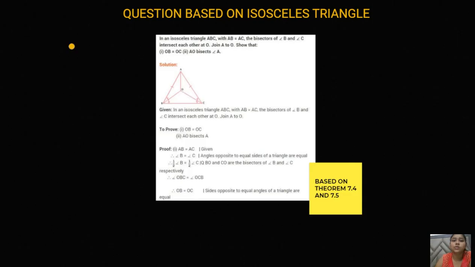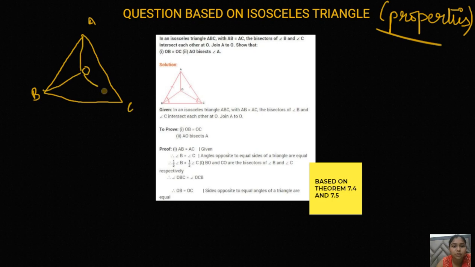Our next question is based on the isosceles triangle properties, in which we have studied that angles opposite to equal sides are equal, or sides opposite to equal angles are equal. These questions are based on theorems 7.4 and 7.5. So the question is: let's suppose this is an isosceles triangle, this is A, this is B, and this one is C. There is this point present as a centroid. This is not a centroid, I am just calling it that.